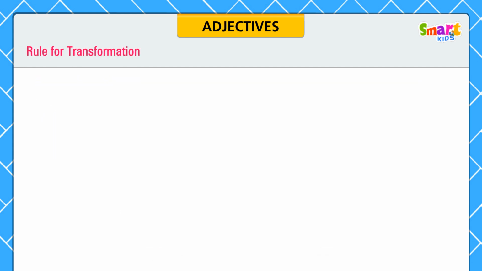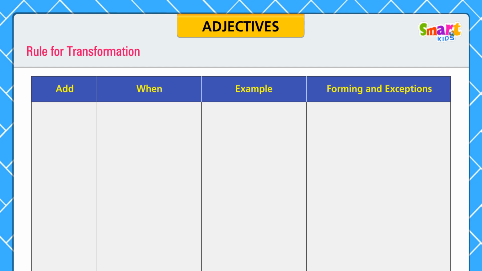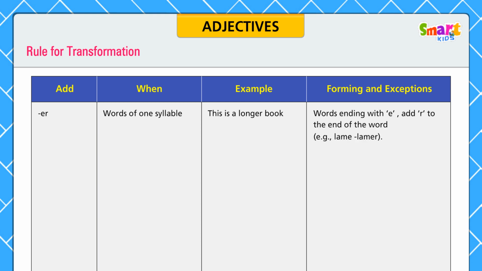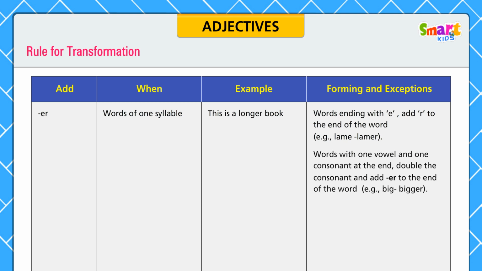Rule for transformation. Add when. Example, forming and exceptions. Er. Words of 1 syllable. This is a longer book. Words ending with E add R to the end of the word. For example, lame, lamer. Words with 1 vowel and 1 consonant at the end double the consonant and add ER to the end of the word.